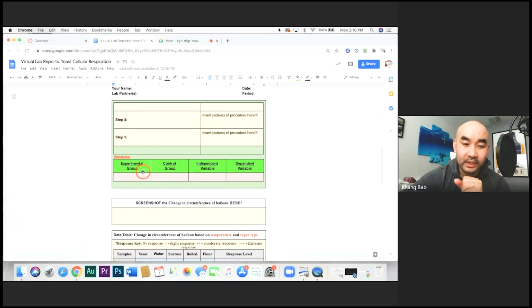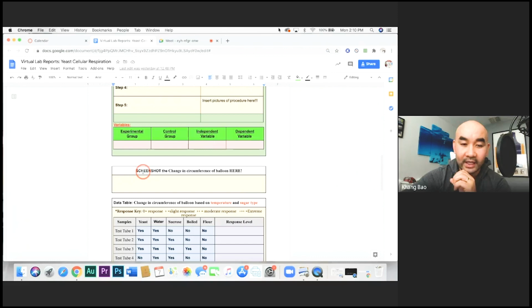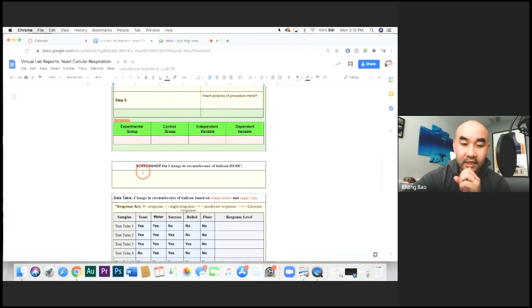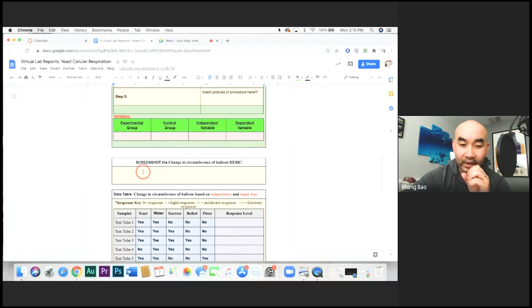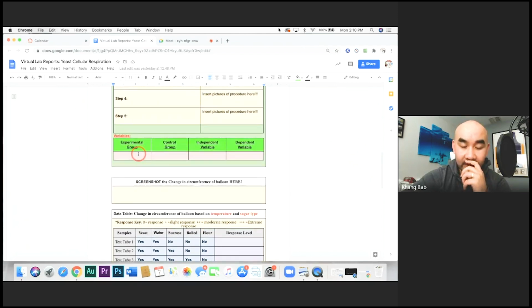Which test tube? Is that test tube one, the one that he has yeast? The one that he adds water? Is it test tube two, the one that he adds yeast, water, and sucrose, or in this case, sugar? Or test tube three, the one where he adds yeast, water, sucrose, and he boils it up? Was it test tube four or five? It's the experimental group. By the way, you can have more than one experimental group, right?